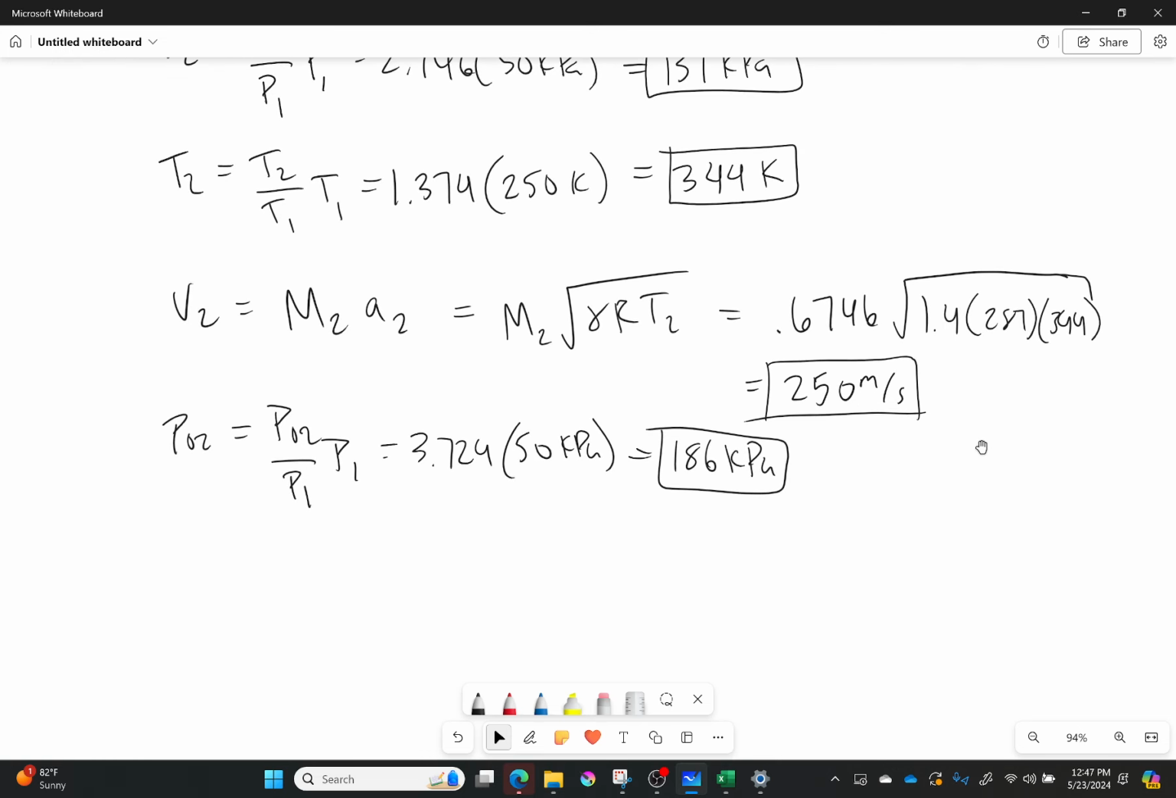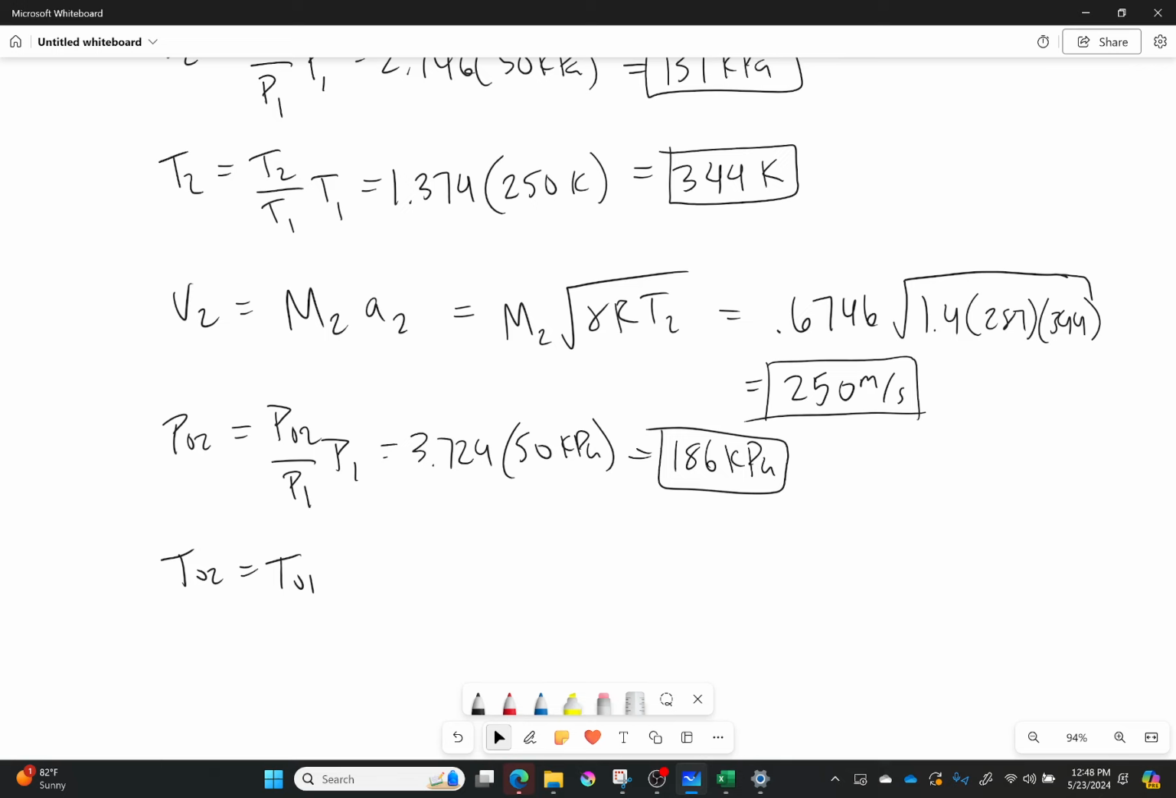And then finally, T naught 2. So T naught 2 is equal to T naught 1. And we have an equation for this. We can figure it out. But instead of doing that, I'm just going to go to the isentropic flow tables, because T naught 1 is the stagnation temperature before the shock wave. So for a Mach number equal to 1.58, I'm going to go to those isentropic flow tables and figure out what T naught 1 over T1 was.